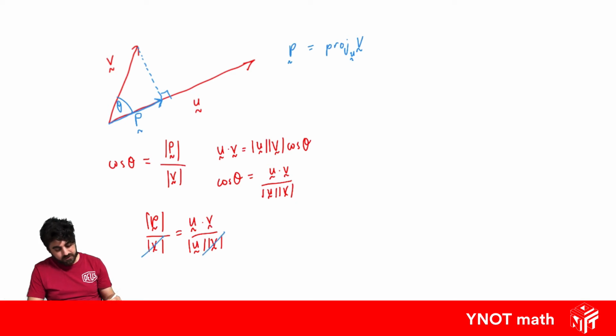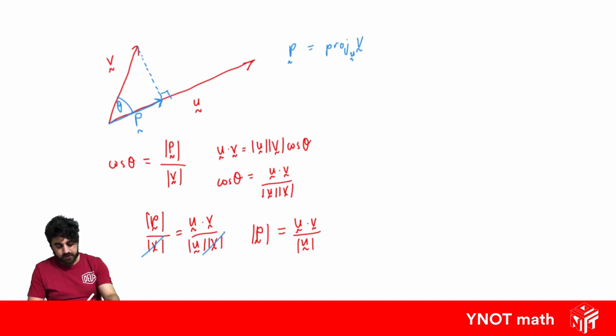The magnitude of v's will cancel out, and we get an expression for the magnitude of p will equal the dot product of u and v over the magnitude of u. But this hasn't successfully gotten our expression for the vector p, only its magnitude. But that's a good start, because now all we have to do is multiply the magnitude of p by a unit vector that's parallel to p, which is also parallel to u, and that'll get us the correct vector for p. So we need to go ahead and find a unit vector that's parallel to u.